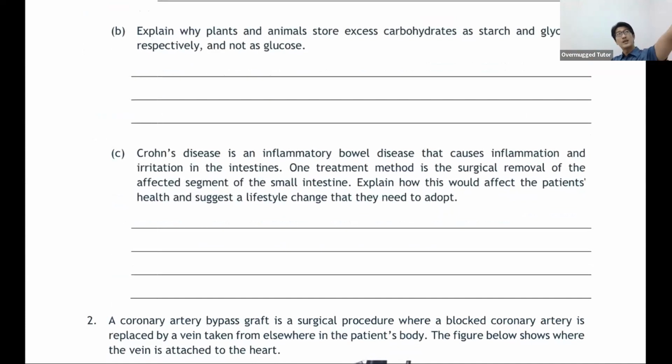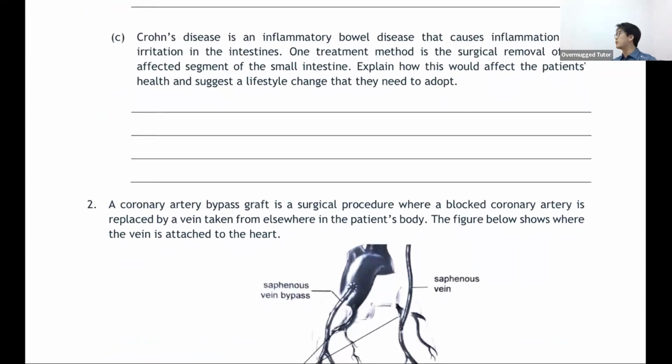And this one, why must we store as starch and glycogen? Because they are insoluble and more compact. You want to be able to store more things in the cell, right? Removal of the small intestine. Like the removal of the gallbladder, you approach this question the same way. Think about what the small intestine does and how it is relevant. Now, no more small intestine, what happens? Straightforward.